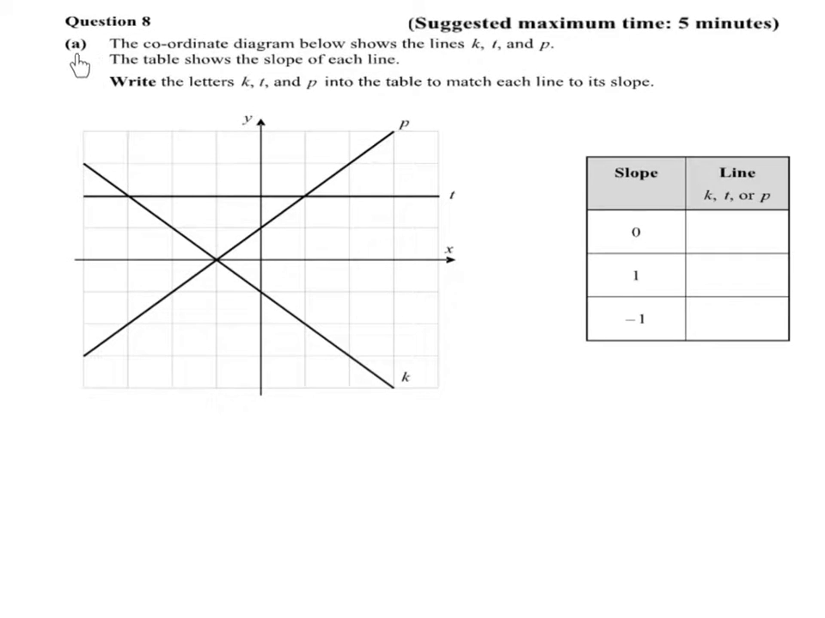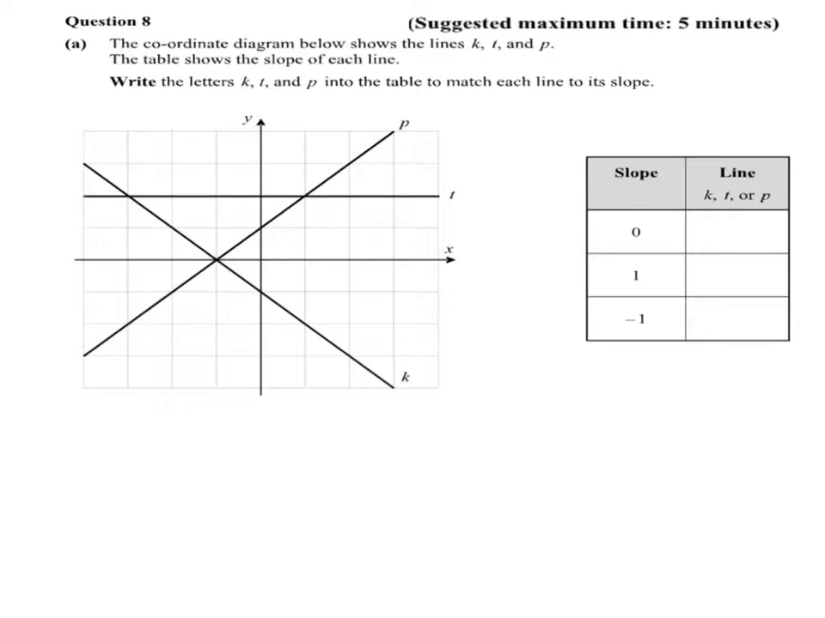Question 8, Part A. The coordinate diagram below shows the lines K, T, and P. The table shows the slope of each line. So we have a slope of 0, 1, and -1. Write the letters K, T, and P into the table to match each line to its slope. So we need to fill in these boxes, either K, T, or P.